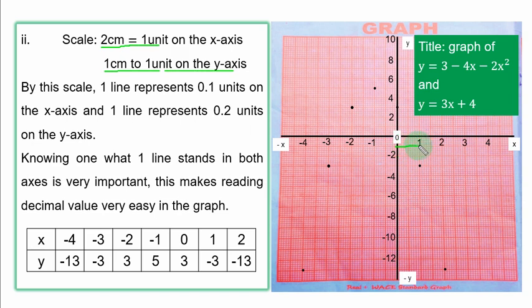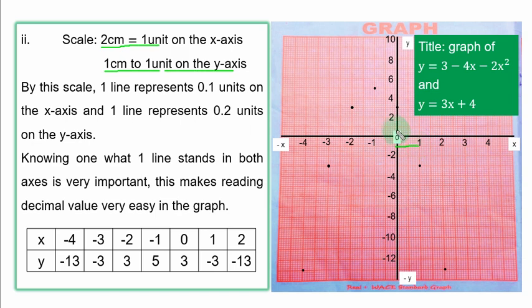The next 2 is 2. The next 2 becomes 3, and so on. If you move to the left, you do the same thing but in negative form. For the scale for y, what we have there is 2, 4, 6. It is the same as 1 cm to 1 unit. In order not to have too many values on the graph, I skipped 1, 3, 5, 7 like that.